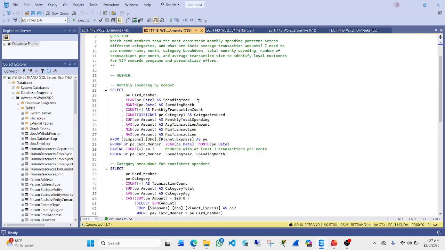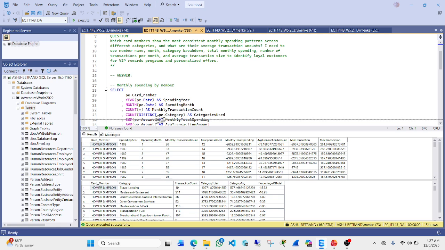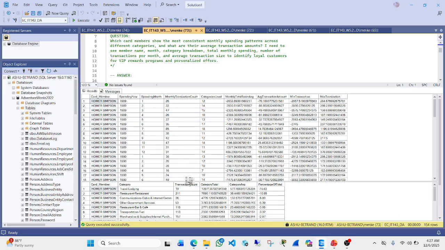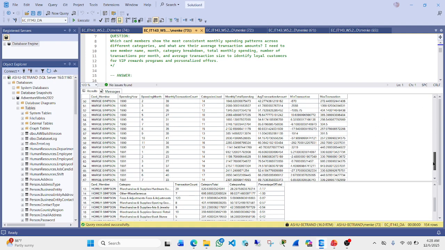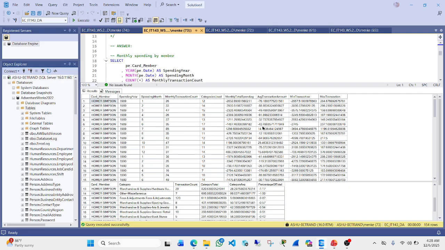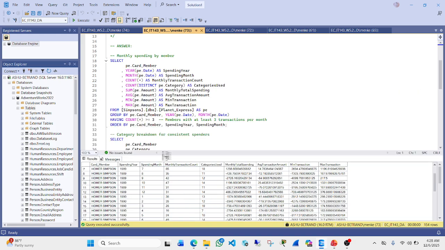So you basically analyze the monthly spending trend. You want to know the card with the highest consistency in spending, so you need to look at the monthly spending per member. If you come here, you will see the card. This is for the top 100. We just took the top 100. This is the card with the highest consistency. Let me bring this down.